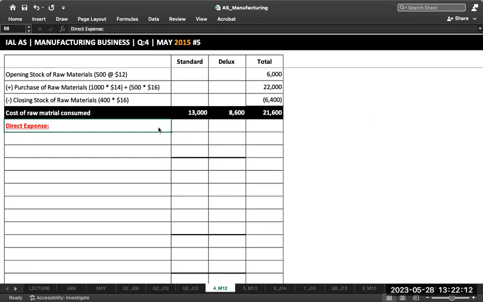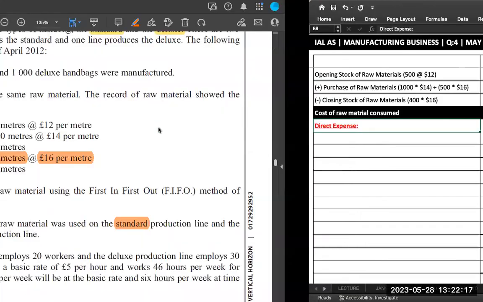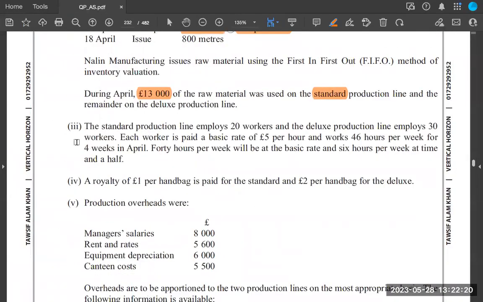Now with this, what do we need to add? Direct expense. What do we need to add, guys? Direct expense. Now what do we have for direct expense? Number 3 is big, everyone please help me a little. How many workers? Okay, one at a time. For your deluxe, 20 workers. Oh, this is for standard. Okay, let's do standard first. For your standard, we have 20 workers. And for deluxe, how many?